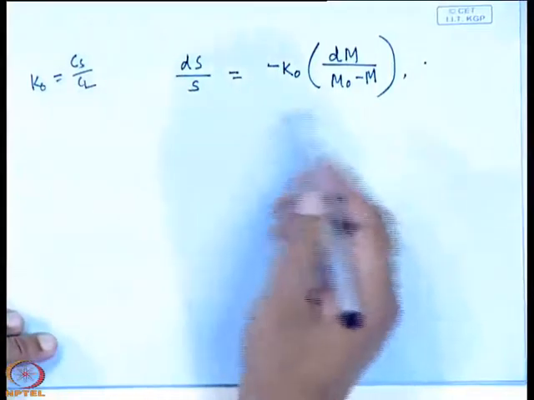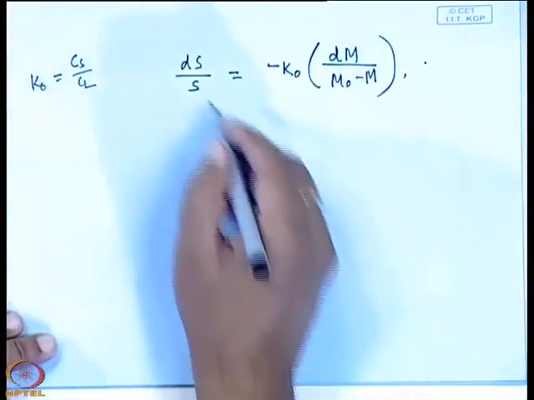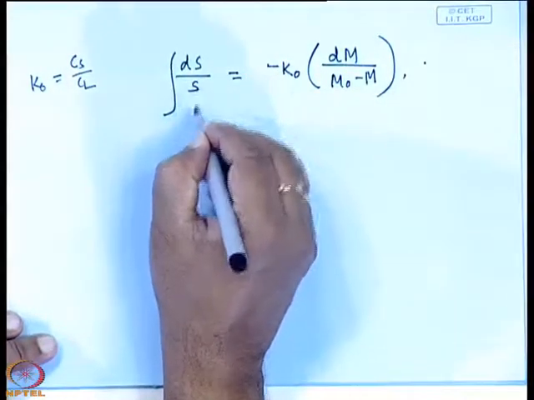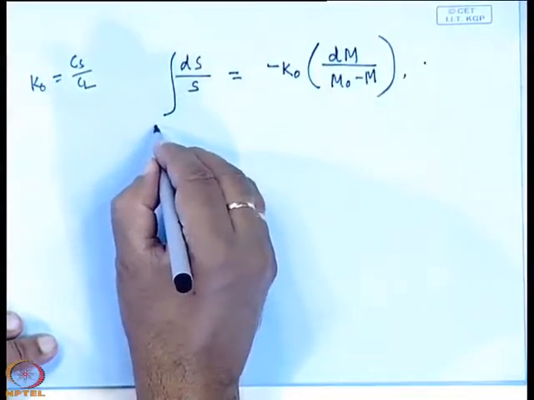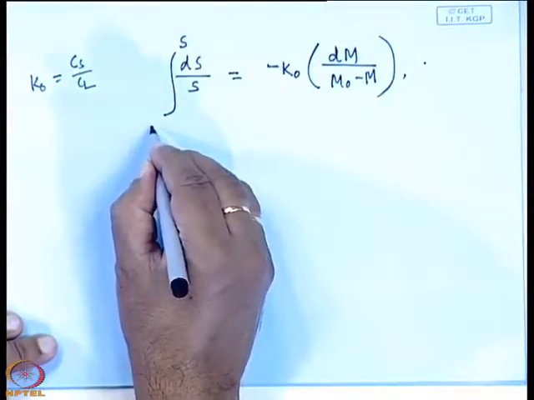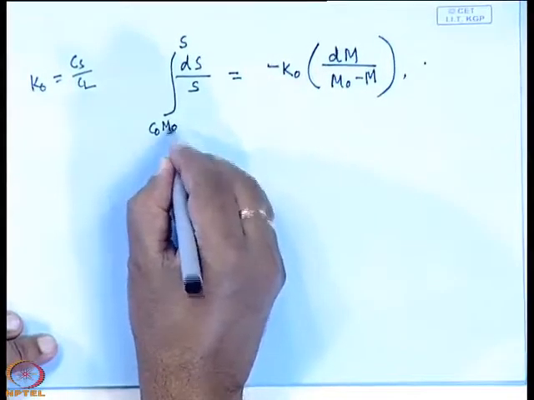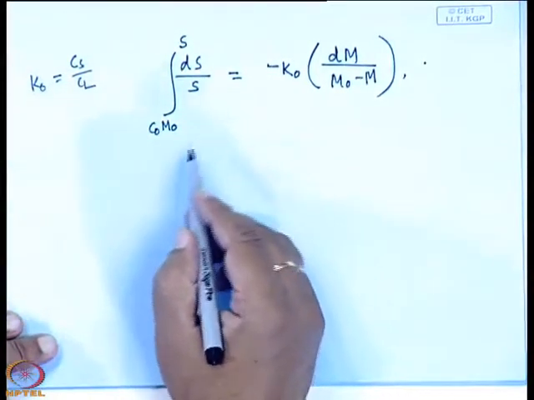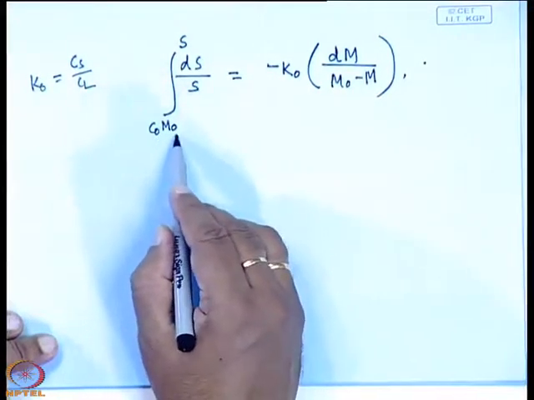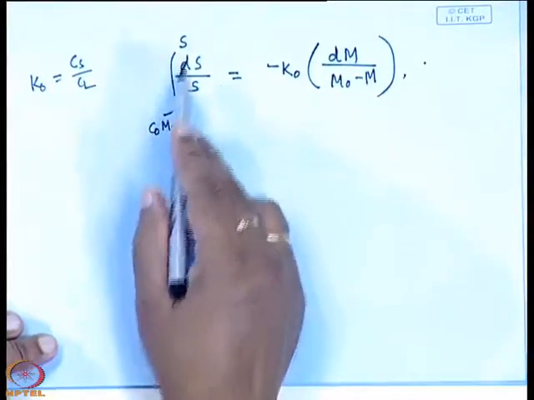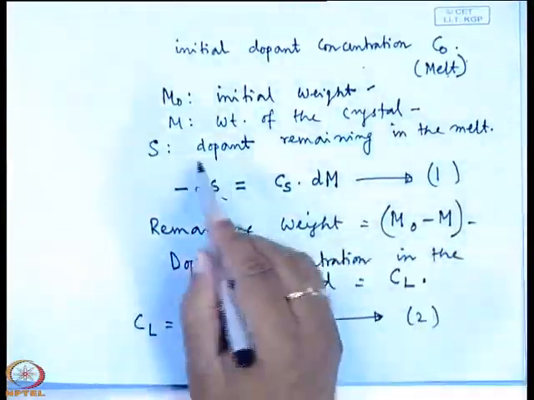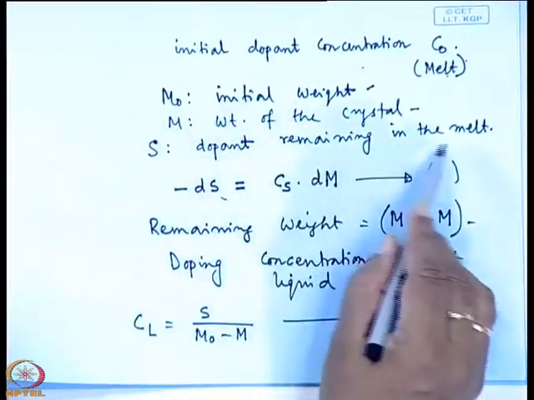So if you put Cs by Cl equals k0, you can arrive at this expression. Now, I want to integrate this. Then what is the limit? For S, the limit must be S as the final and C0 m0 as the initial, because when the weight was m0, the concentration was C0. So C0 m0 was the initial limit and S is the final limit, because we have already assumed that S is the dopant remaining in the melt.